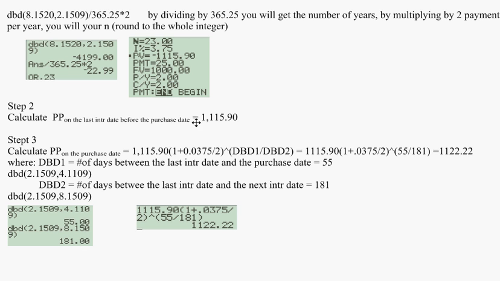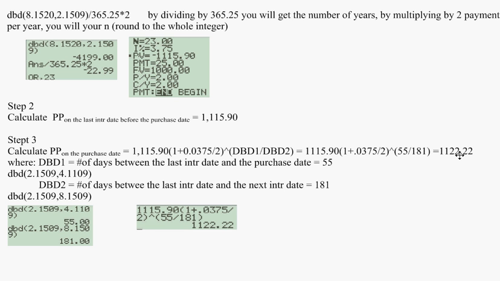And in step 3, we take the purchase price on the last interest date, and we're going to find future value of that purchase price on April 11. So that means present value times 1 plus 0.0375 divided by 2, which is I, raised to the power of DBD 1 over DBD 2, DBD 1 being 55 days, and DBD 2 being 181 days, and that gives us $1,122.22 on April 11th.